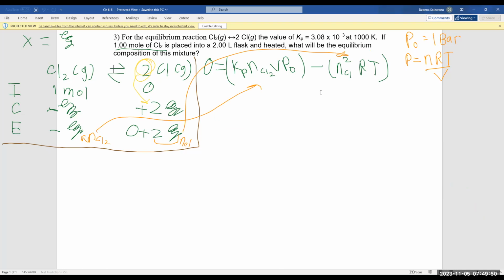So then we're gonna get 0 is equal to Kp 1 minus the E squiggly Vp naught minus 2 squiggly squared RT. And then from there, you're gonna add this squared in, and I'm gonna move this Kp over here just for visual purposes. And then I'm gonna factor that into there.